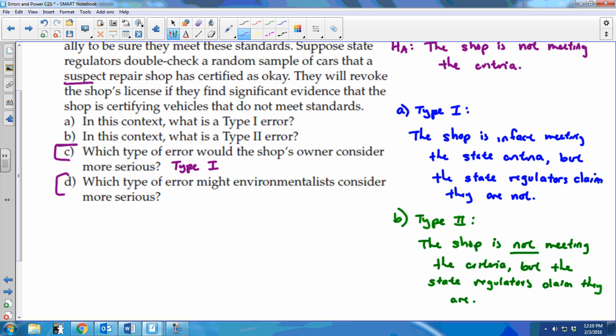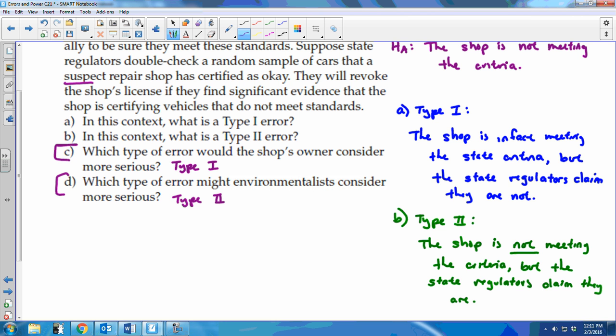Now on D, which type of error might environmentalists consider more serious? Type 2, right? Because the shop is not meeting the criteria. They're passing through cars that have all these emissions problems, right? And the state says they're doing everything fine. So now you have all these cars with emission problems. So the type 2 is going to be worse for environmentalists, right?